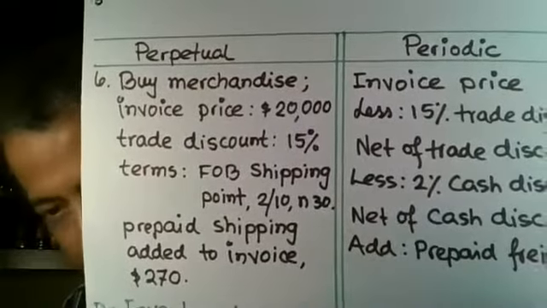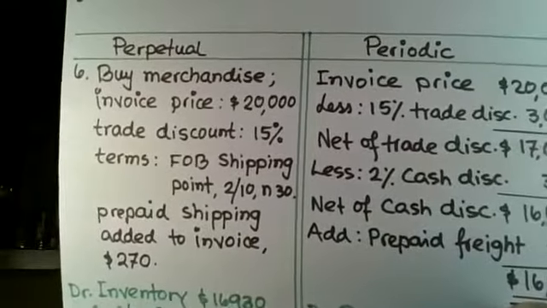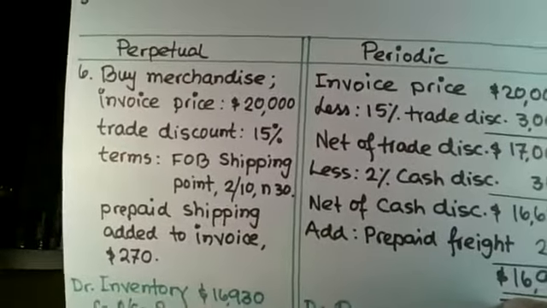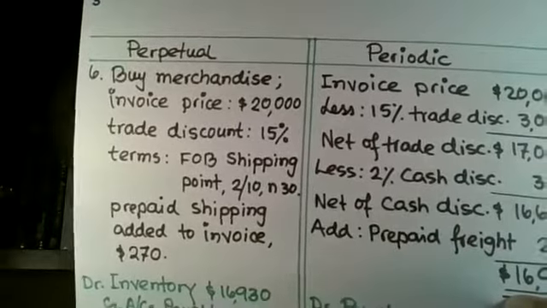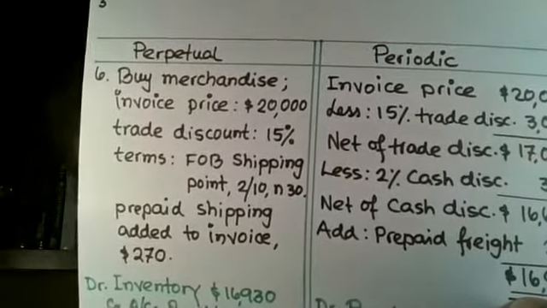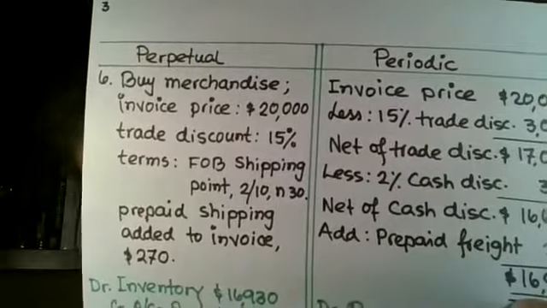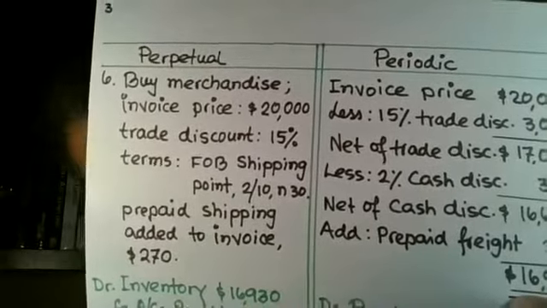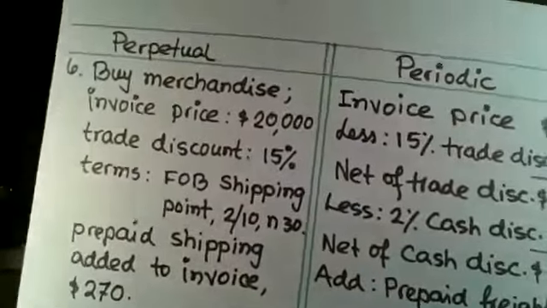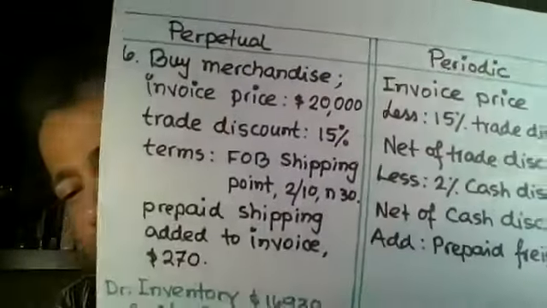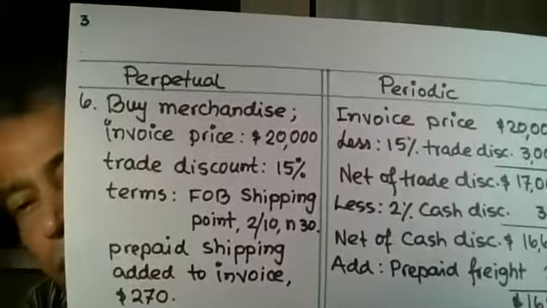Buy merchandise. Invoice price is $20,000. Trade discount 15%. Terms FOB shipping point 2/10, net 30. Prepaid shipping added to invoice $270. So a lot of information in one transaction. So please have the transaction under control.